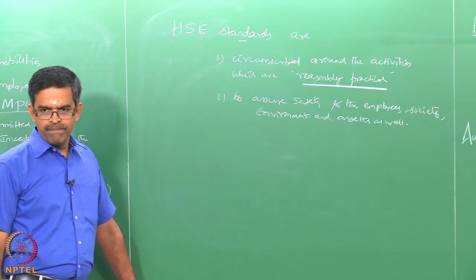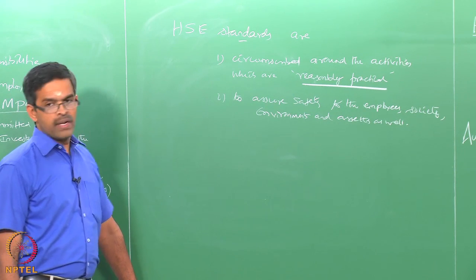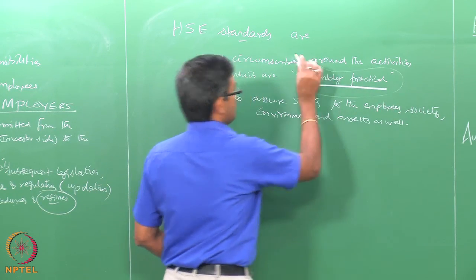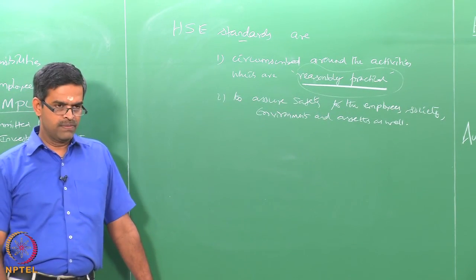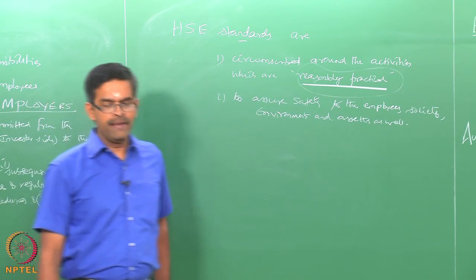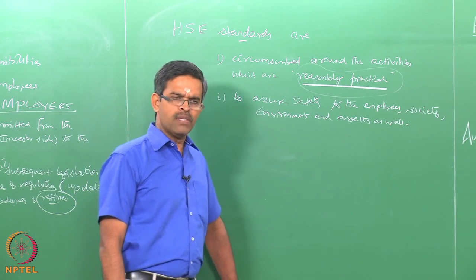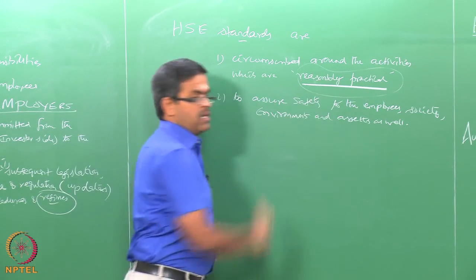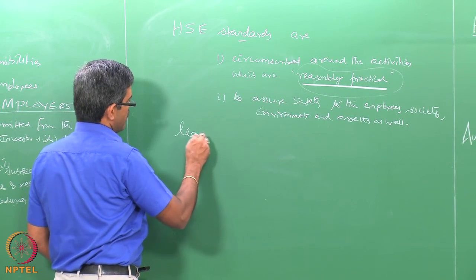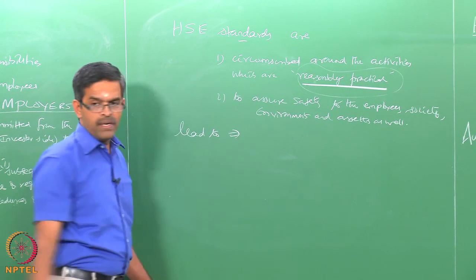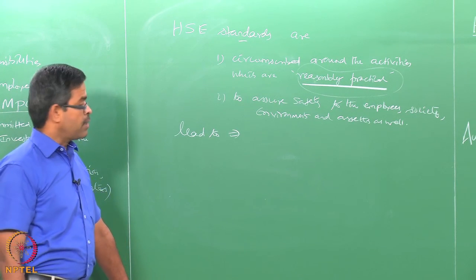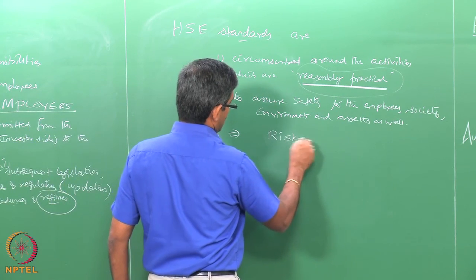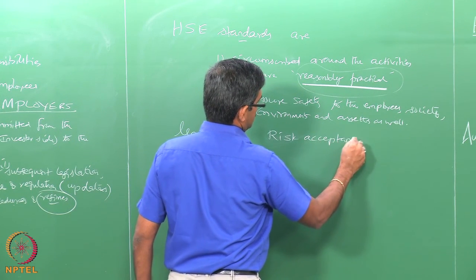The moment we say safety rules are laid, they are laid keeping in mind what is reasonably practical. So, there are certain safety norms which can cost you very, very high. Of course, you cannot compromise on them if they are very vital. So, this argument will slightly lead to a very interesting statement which is applicable and prioritized only with the oil and gas sector, that is what we call risk acceptance criteria.